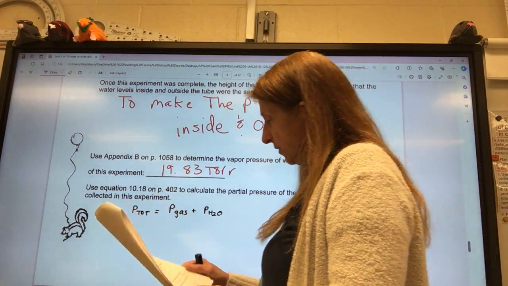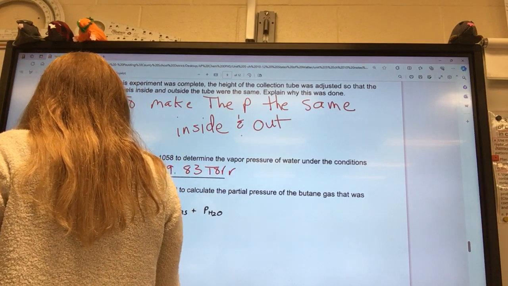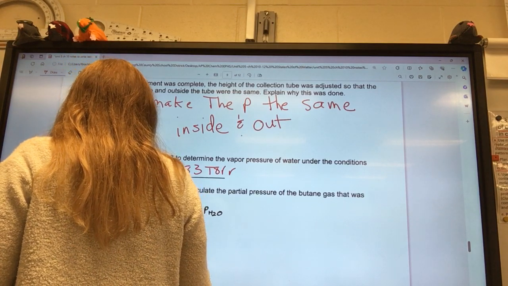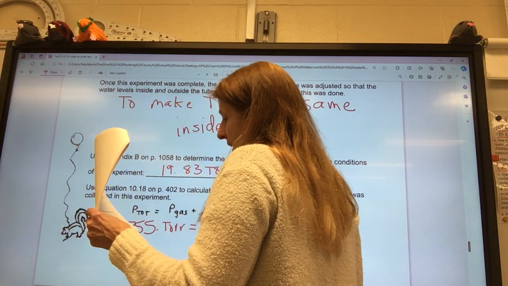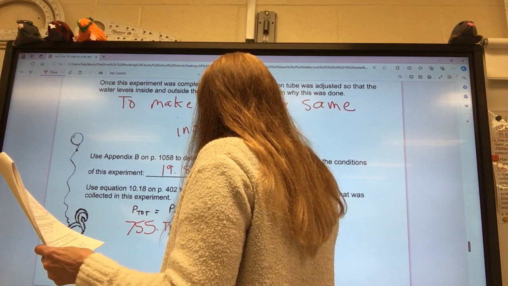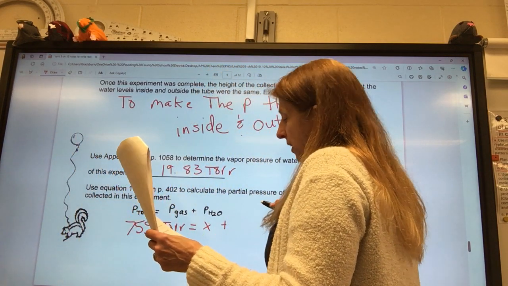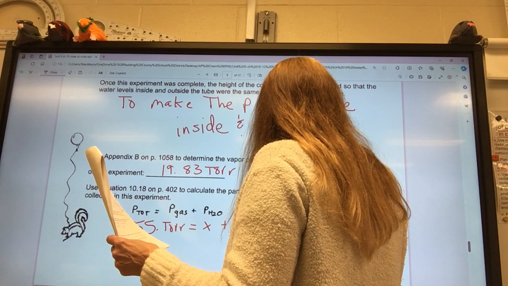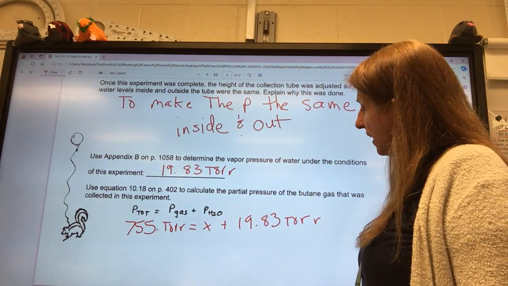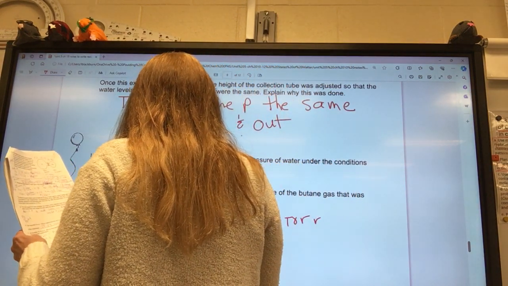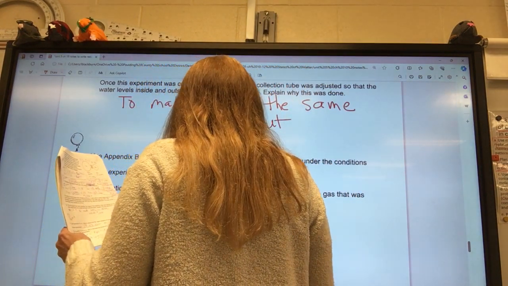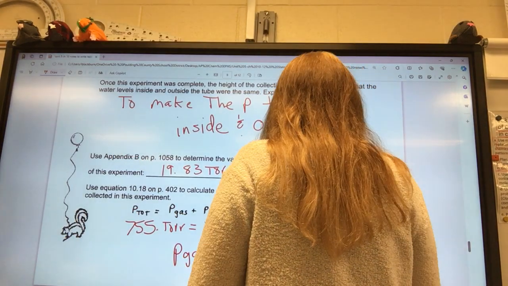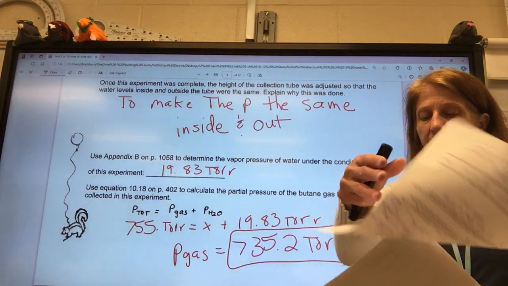So in our tube, we've got mostly butane, but we got a little water vapor in there too, and we want to know what the total pressure is. Well, we know the total pressure because they told us, and we equalized it so we know it was the same inside and outside. So it's 755 torr. And we know the pressure of the water. X is the pressure of the gas that we don't know. But we know the pressure of the water because we looked it up in our book. So now we can solve for X. We just subtract 19.83 from both sides. And the pressure of our butane gas is equal to 735.2 torr. Draw a box around it. That's not too hard, is it?